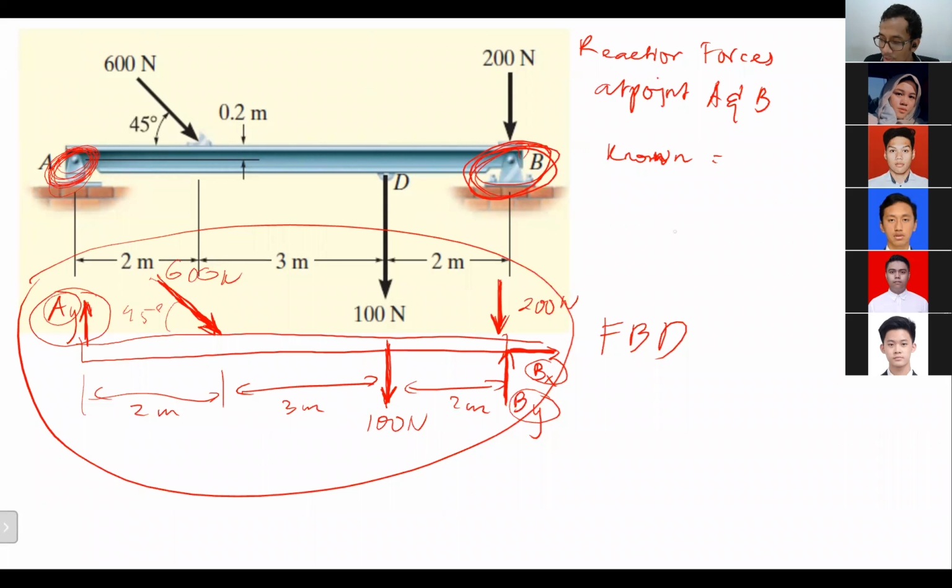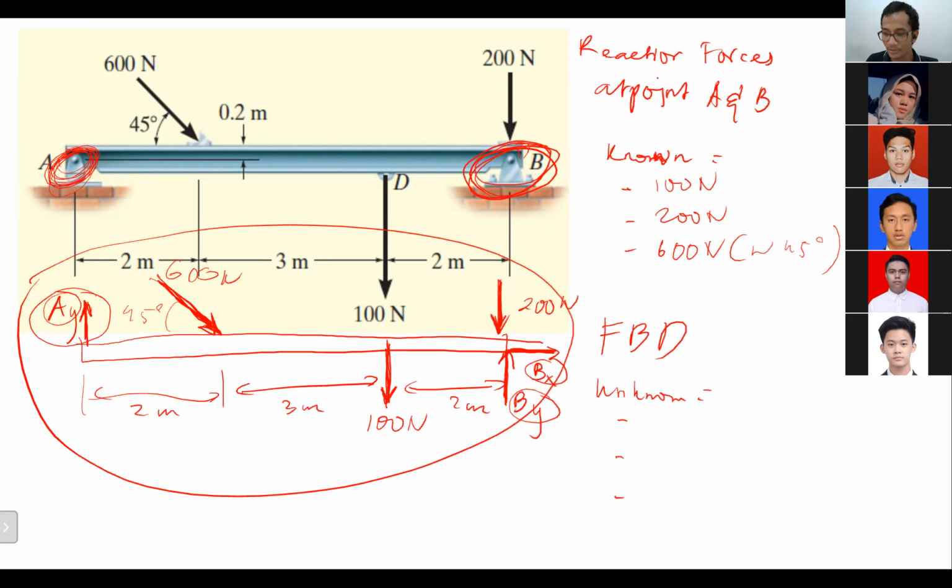Okay, let's try to list it up. What are the known variables and what are the unknown variables? What do you think? The length of the bridge? Yeah, the length of the bridge is okay. Everything is okay. What I mean by known variables here is just the forces and moments happening there. So can you list them? The 100 newtons, the 200 newtons, and what else? 600 newtons with a 45-degree angle, like that.